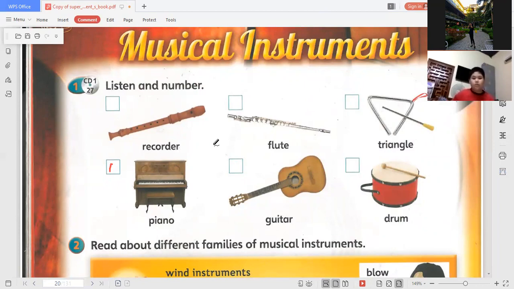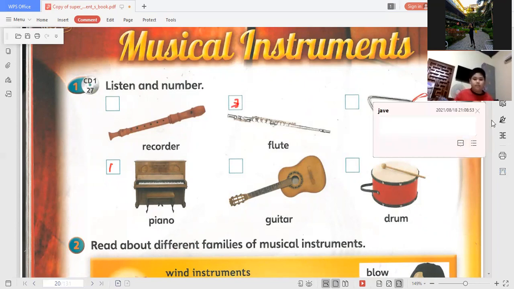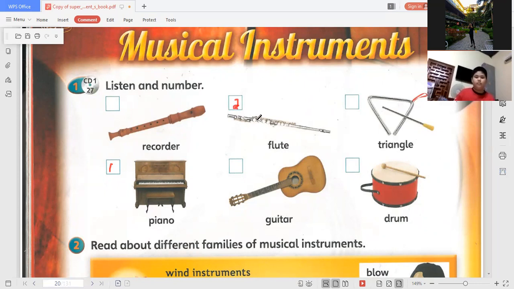Two. Correct. Okay. Next one is a drum. Where's the drum? Can you tell me where the drum is? That's right. Very good. Okay, you're familiar with the instruments already. Next one is the recorder. Where is the recorder? Very good. Okay, and triangle. Very good. Okay, and lastly, guitar.